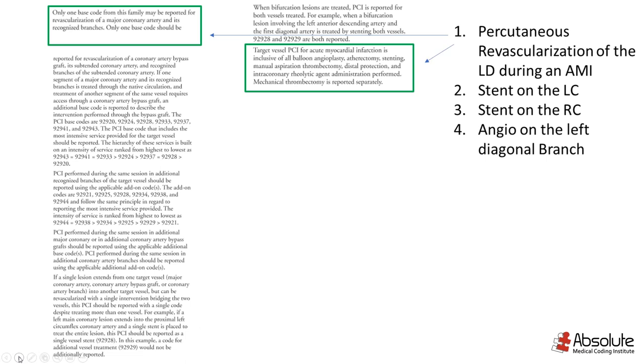adhere to. We need to pay attention that a target vessel PCI for an AMI is inclusive of all balloon angioplasty, atherectomy, stenting, manual aspiration thrombectomy, distal protection, and intracoronary rheolytic agent administration that's performed. It's important to remember that mechanical thrombectomy is reported separately.